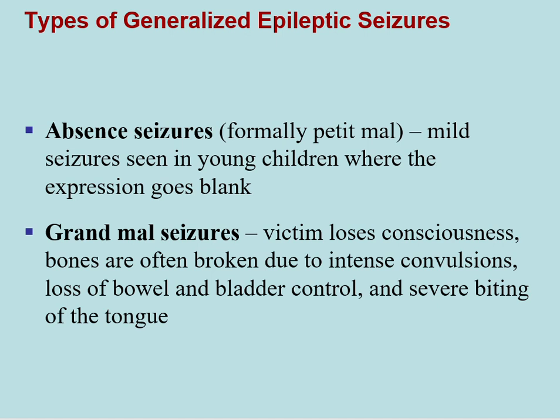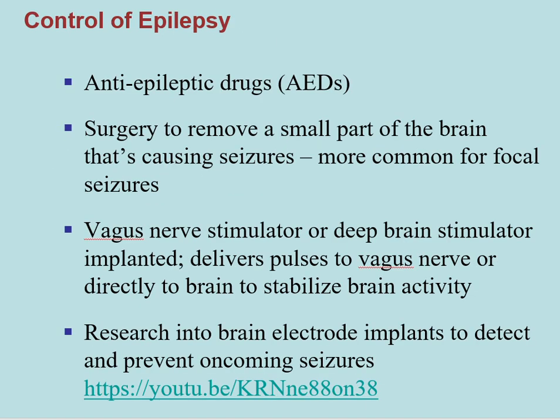Now, there are 2 main types of epileptic seizures. There's what was formerly called petit mal, which is now called the absence seizure. These are really mild seizures seen in young children where the expression might go blank for a couple of seconds. Then there are grand mal seizures, which is probably what most people picture when they think of epilepsy, where the victim loses consciousness, drops, and can break bones or bite their tongue. It also can be quite embarrassing because they might lose their bowel and bladder control, and they might severely damage parts of their body.